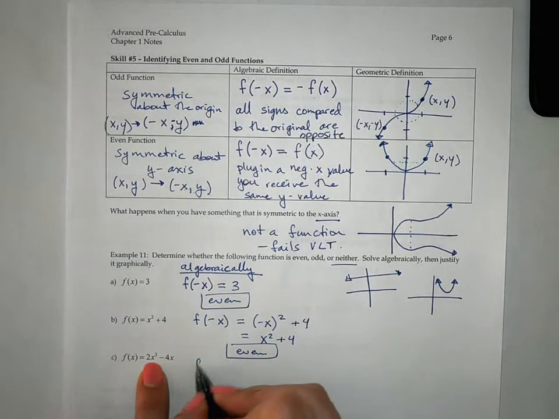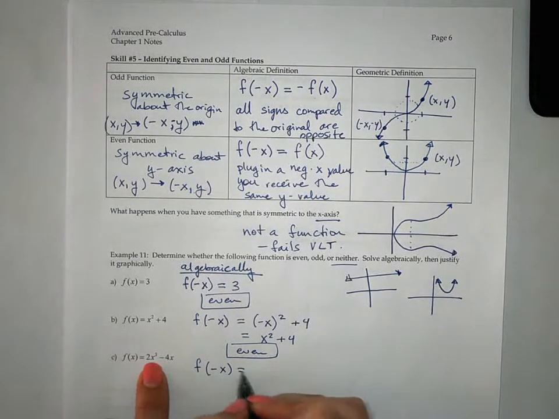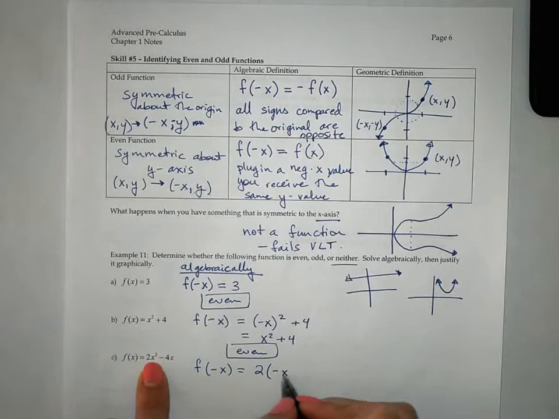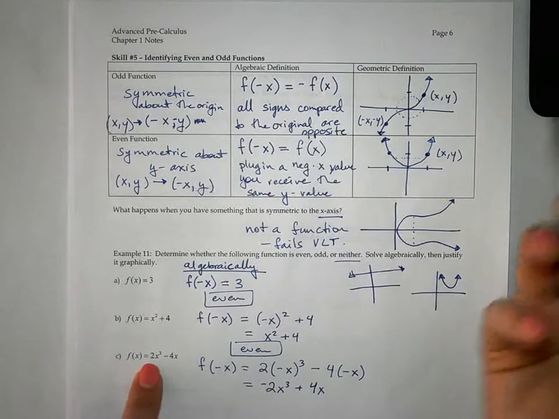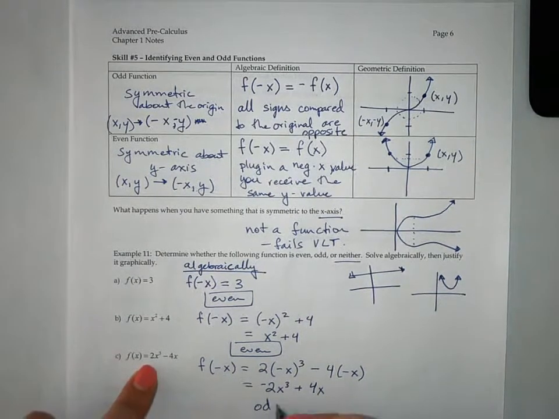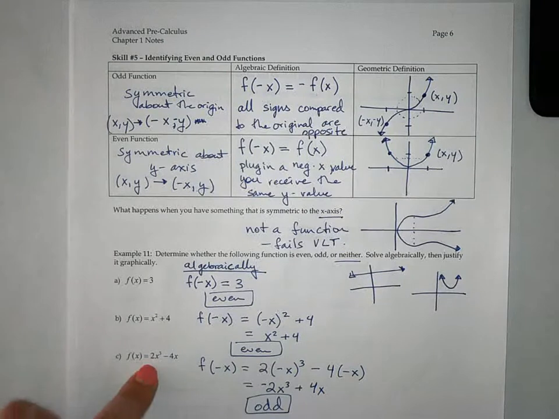Then if we have f of x and we input the opposite of x, we'll have 2 times negative x cubed minus 4 times negative x. When we simplify, a negative x cubed is going to be a negative x cubed, so negative 2x cubed, negative times a negative plus 4x. This one gives us the opposite compared to our original. When all things are opposite, we say this is an odd function. Those are your algebraic justifications.